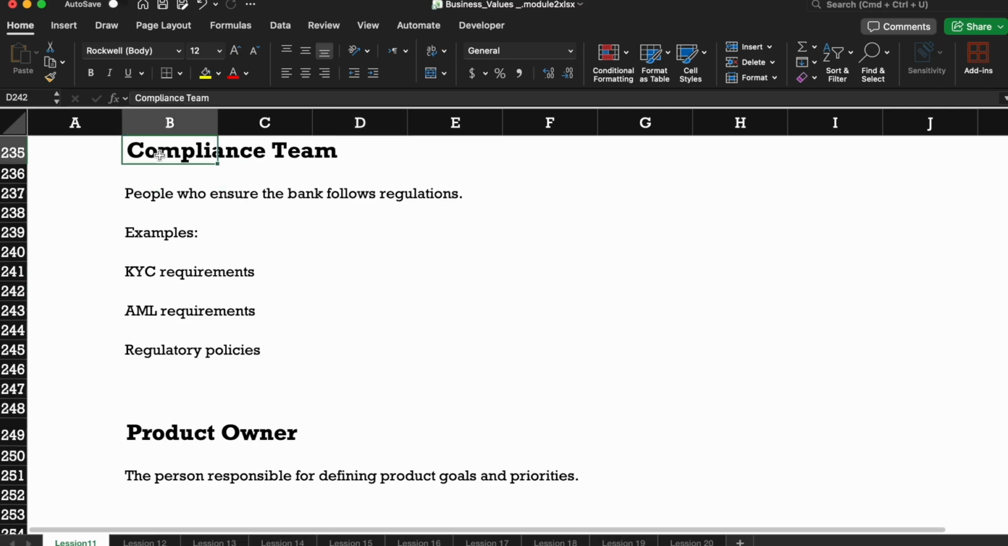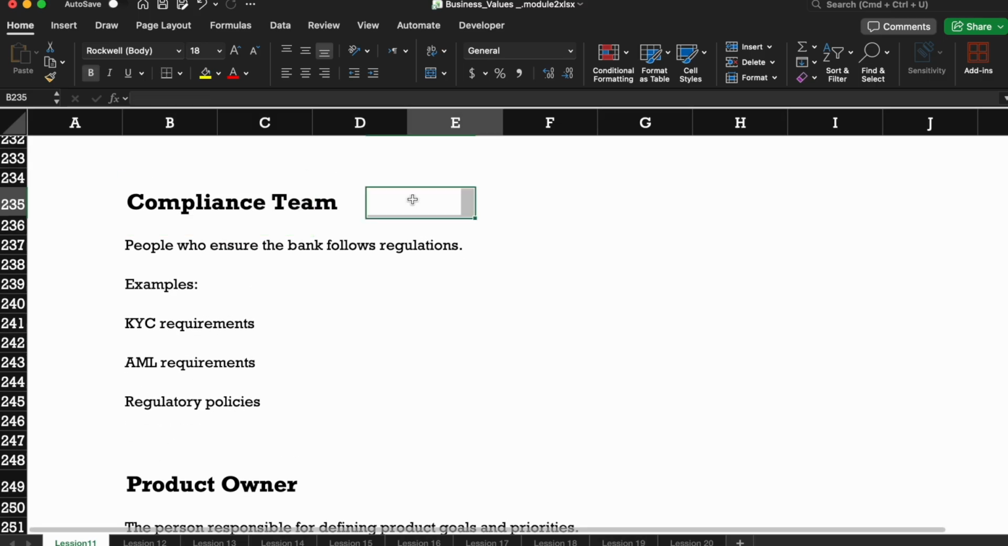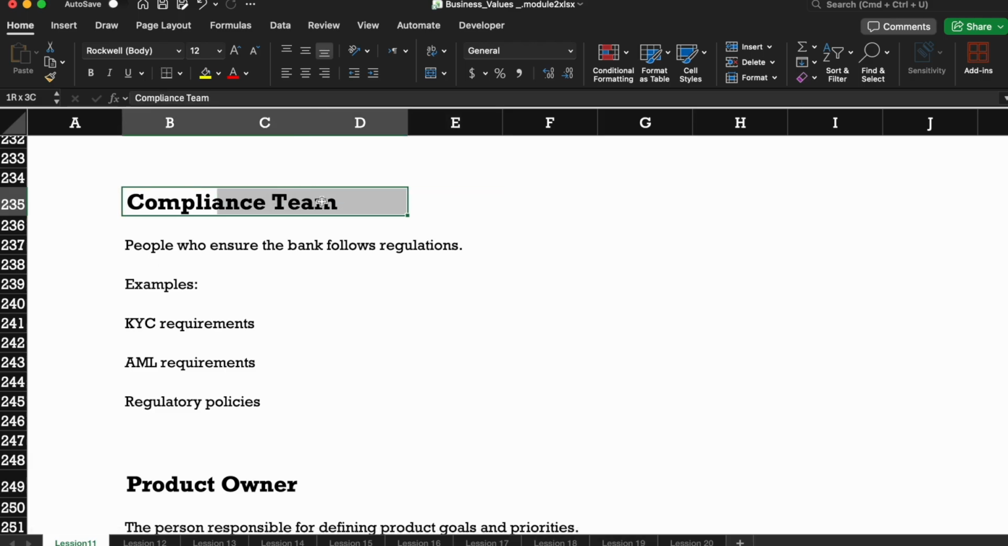So this team is very important. As a business analyst, if you try to implement anything, make sure you check whether there is any compliance requirement or AML requirement, or any terms and conditions we need to validate or ensure when we are implementing it. You can keep in mind this is a very important piece.